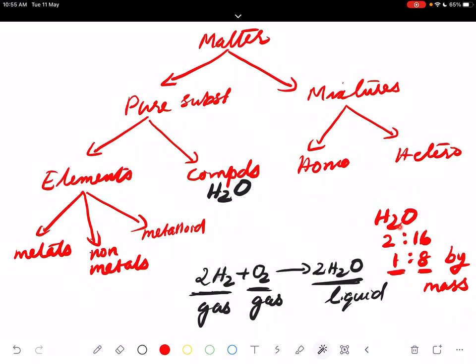If you are considering the number of atoms, then it is 2 atoms of hydrogen and 1 atom of oxygen, 2 is to 1 by number. But generally we talk in terms of mass. That is 1 gram to 8 grams. To make water, if you take 1 gram of hydrogen, you have to take 8 grams of oxygen. That is what is meant by mass: grams you will be taking.